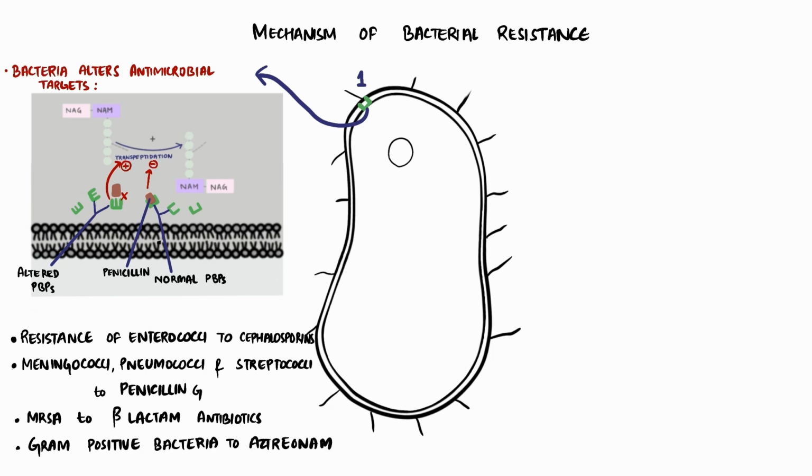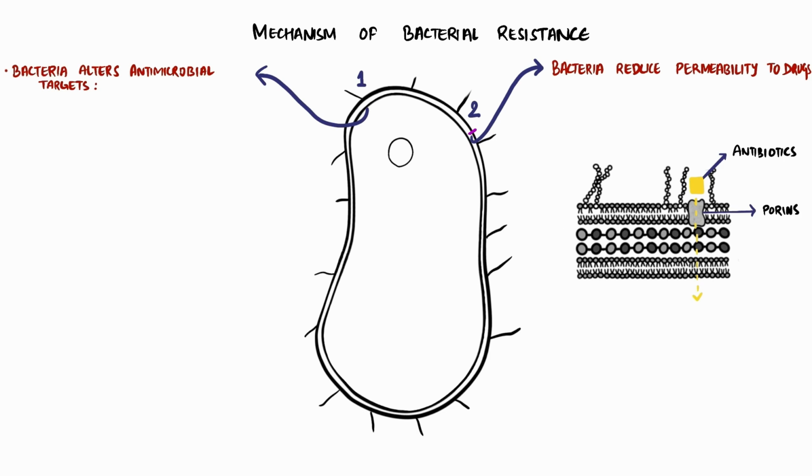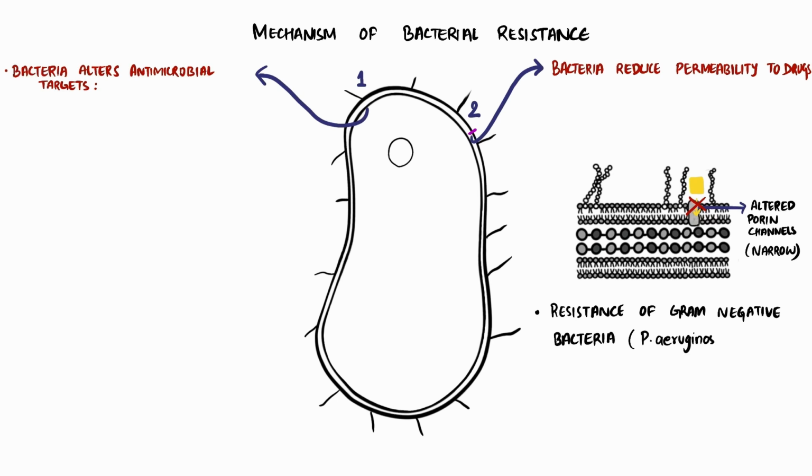Now, moving on, the second mechanism of bacterial resistance is that the bacteria reduce permeability to the drugs. When we give antibiotics, they enter the gram-negative bacteria through porins in the outer membrane. So the bacteria alter these porin channels. They can either narrow the porin channel or cause loss or decreased expression of these porin channels, which results in poor penetration of the drug into the cell. This makes the bacteria resistant to the drugs. And this is how gram-negative bacteria, including Pseudomonas aeruginosa, develop resistance to various beta-lactam antibiotics.